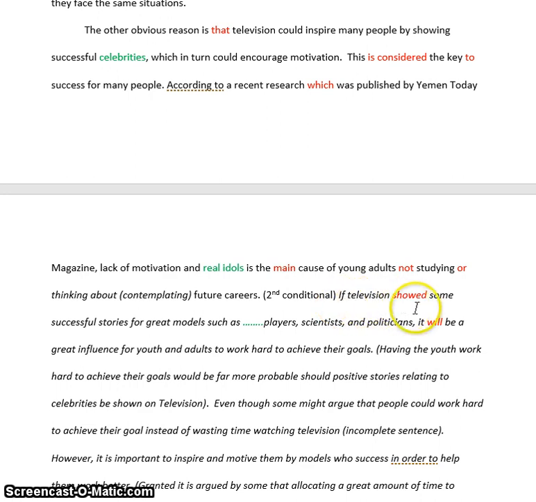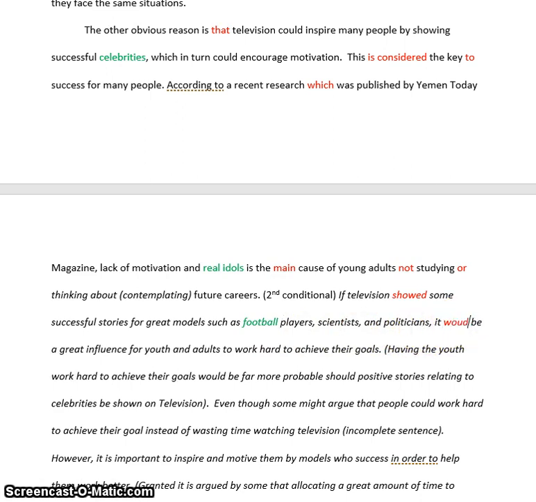So, if television showed some successful stories for great models, such as players, what players? Do you mean, for example, football players? Scientists and politicians, and then the formula for the second conditional, it would be a great influence for youth and adults to work hard to achieve their goals. So this is a very good sentence. It's your second conditional. I have written it in a different way.